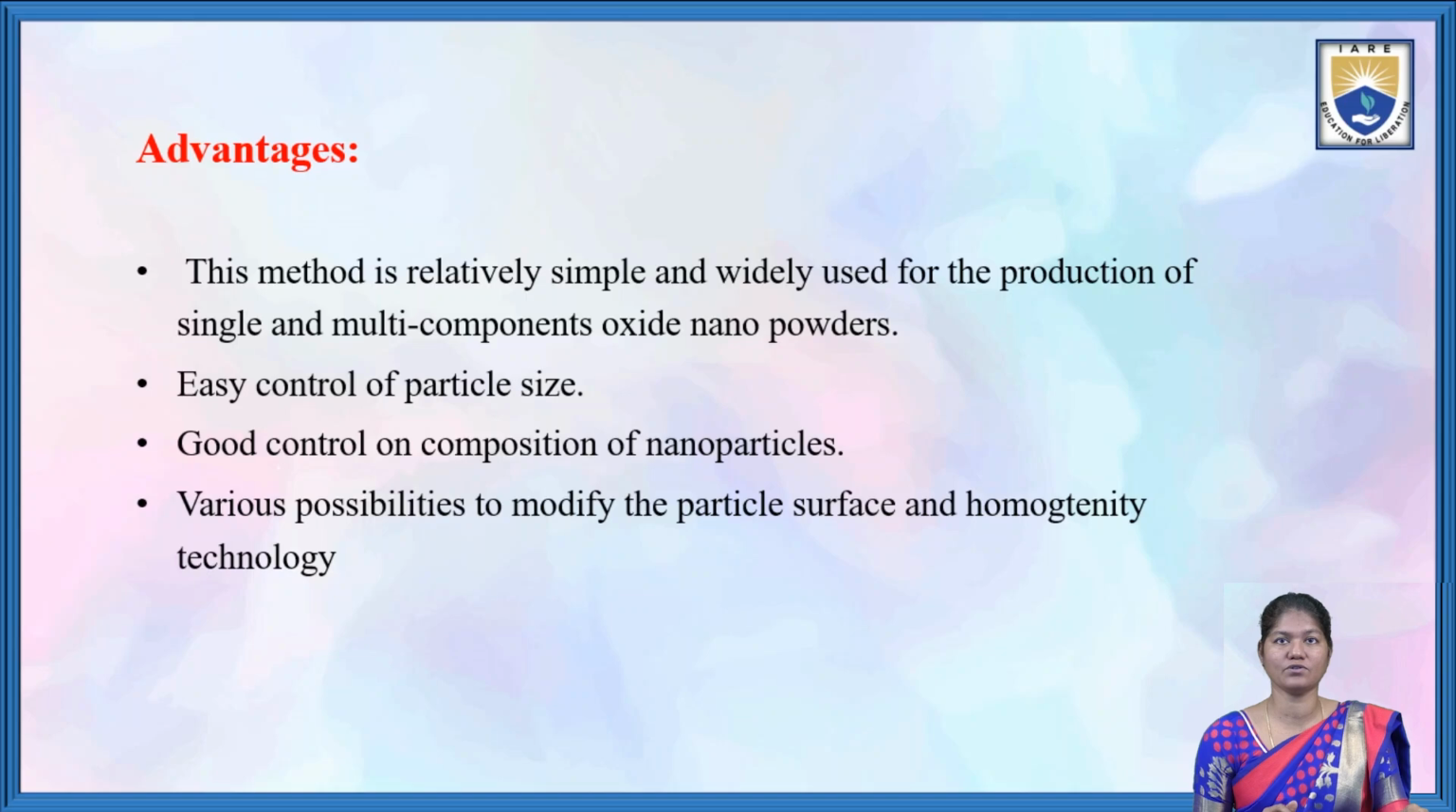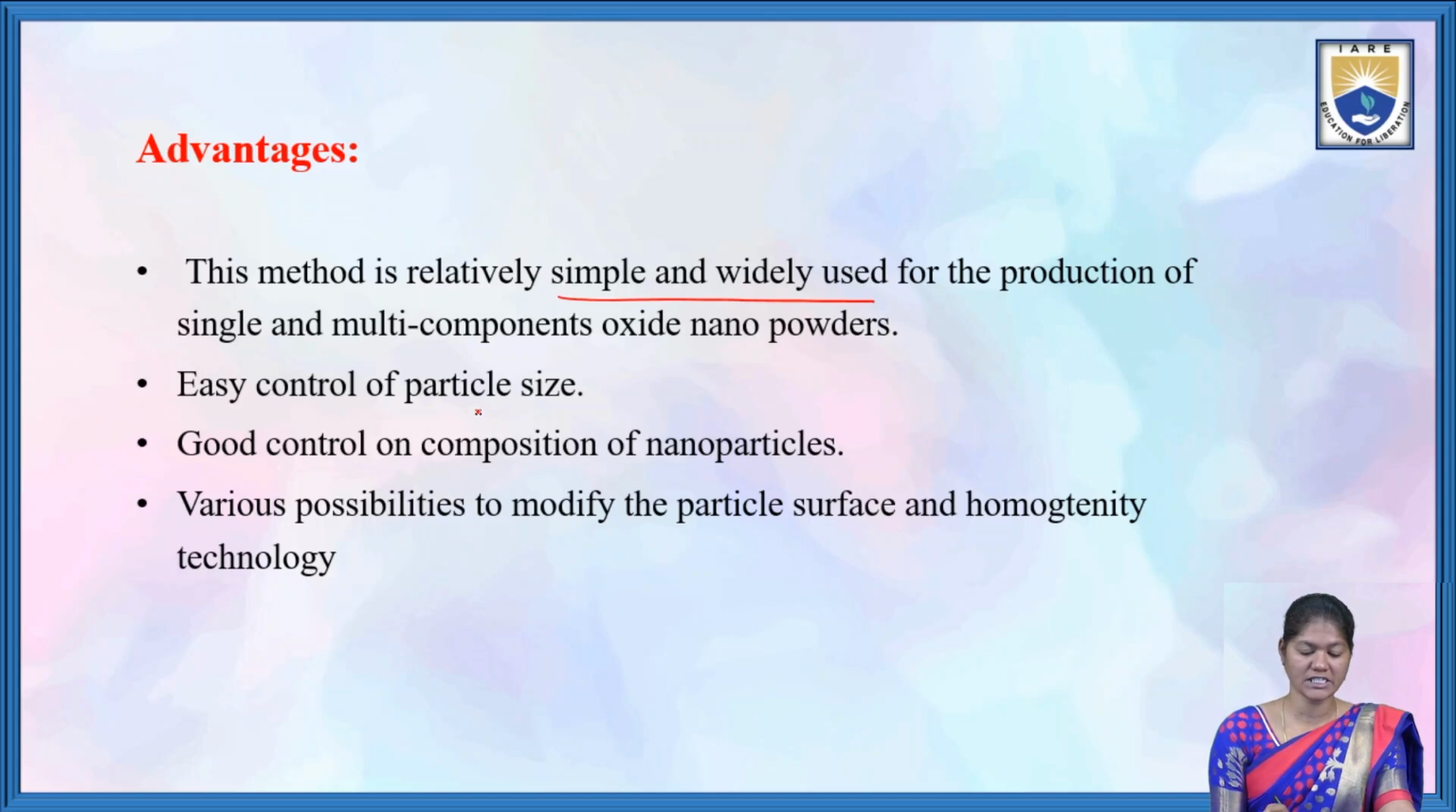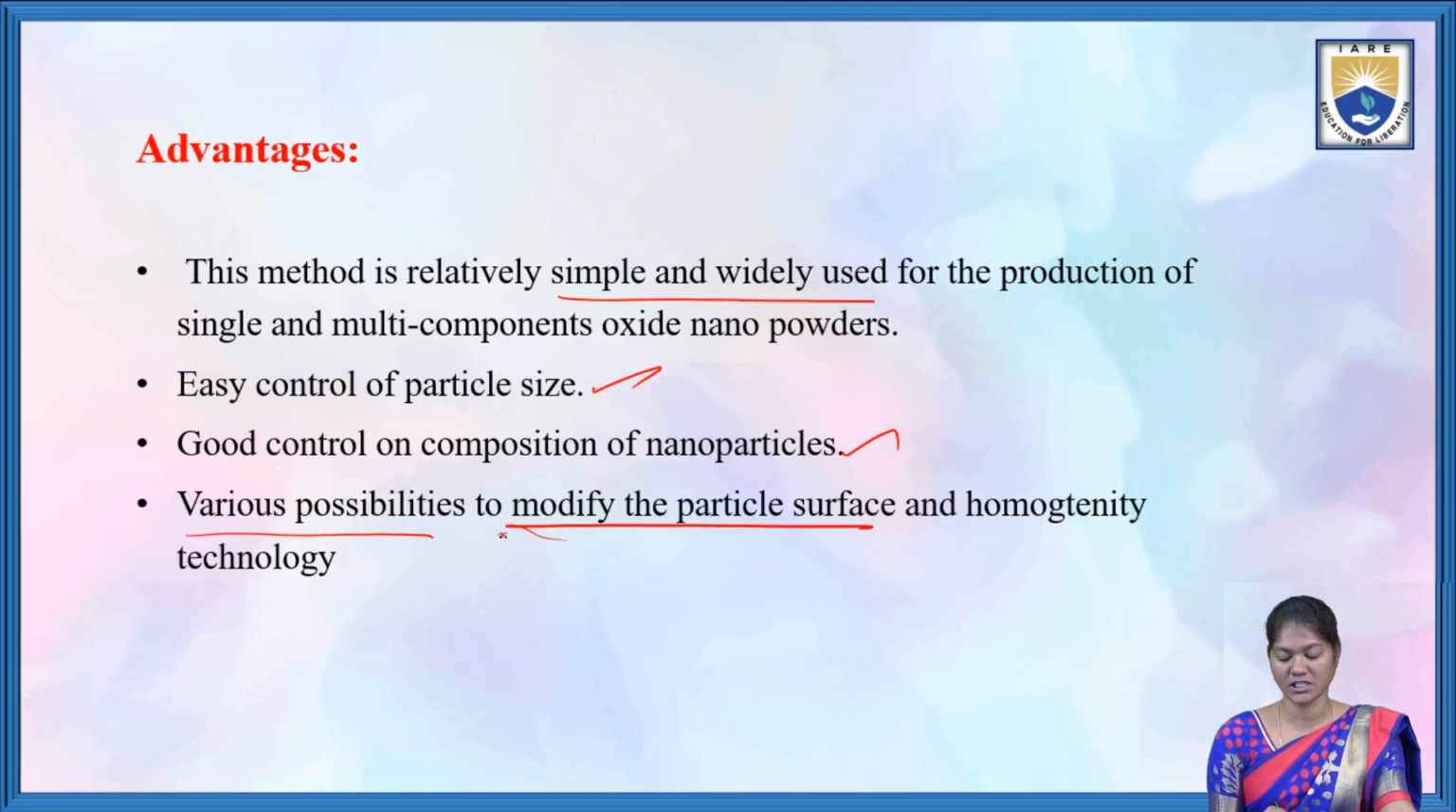Now the advantages of this precipitation method. This method is relatively simple and widely used for the production of single and multi-component oxide nanopowders. It is easy to control the particle size. There is good control on the composition of nanoparticles in this method. There are various possibilities to modify the particle surface, and homogeneity technology.